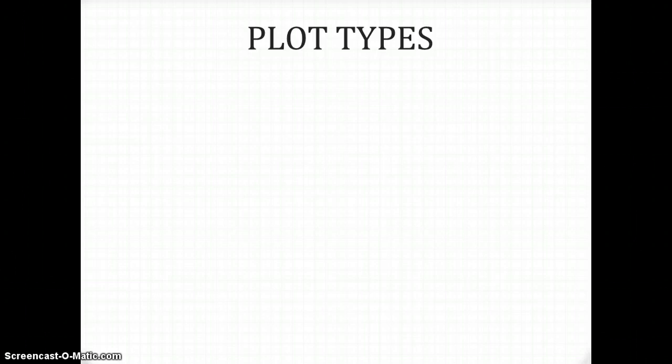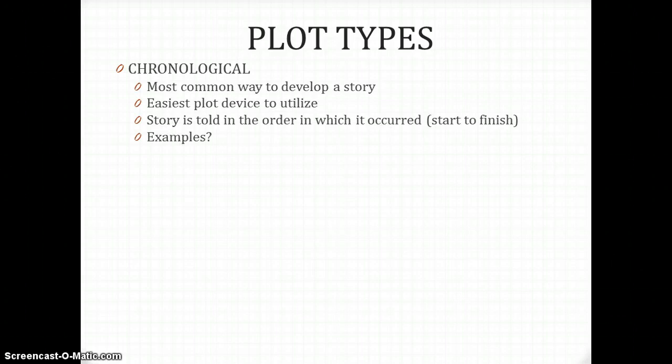There are several types of plot that authors have to choose from, and they'll often borrow multiple, not simply one. The most basic is the chronological plot, and it's the most realistic because we experience our lives chronologically, of course. It's the most common way to develop a story, the easiest plot device to use, and it's simply told in the order that it occurred.